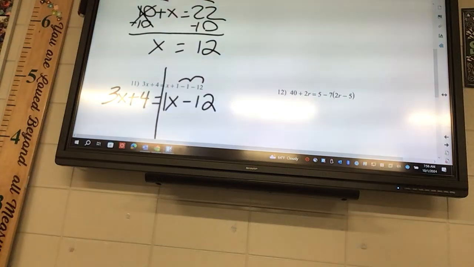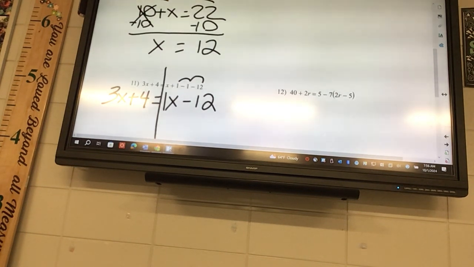Okay, we're gonna move our letters to the left and the numbers to the right. So who's gonna get moved? The x. The 1x is getting moved over, so you're gonna minus 1x on both sides. Who else is getting moved? Plus 4. The 4 is gonna get moved. Okay, so then you're gonna minus 4 from both sides.